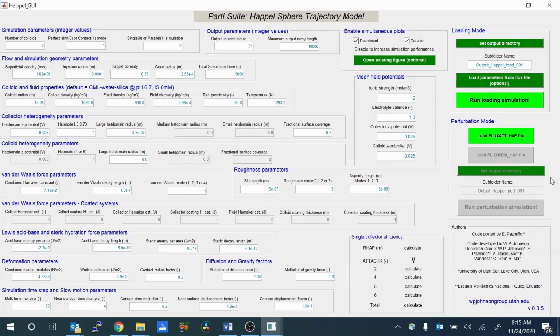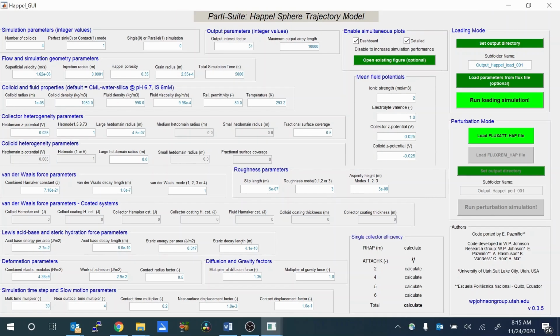And so in this video, I'm going to run a quick loading simulation and then use perturbations in either ionic strength or flow to try to detach those attached colloids. In this loading simulation, what I'm going to do is set this for just 4 colloids in contact mode rather than perfect sync.